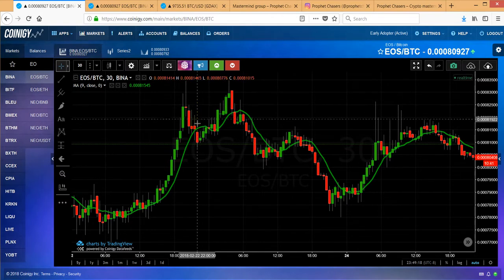And then finally, this would be my sell period right here, where it actually crosses below and closes below.